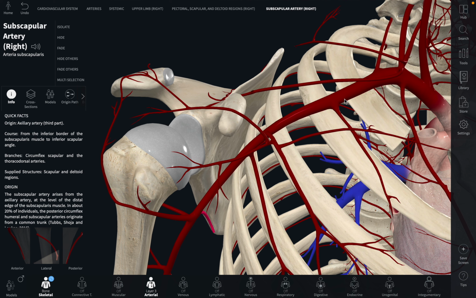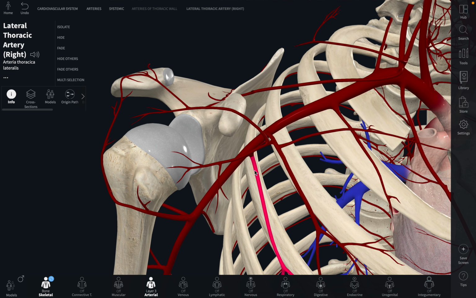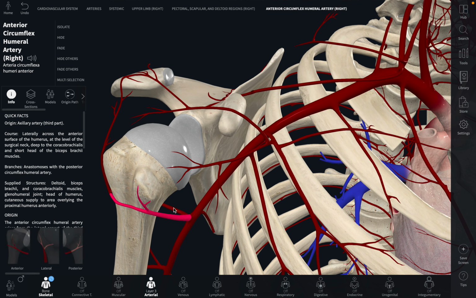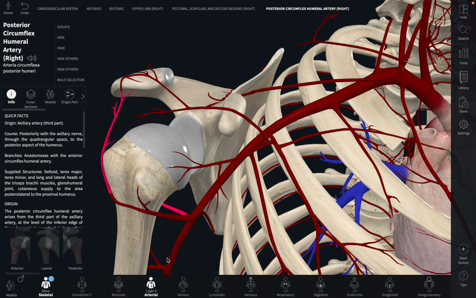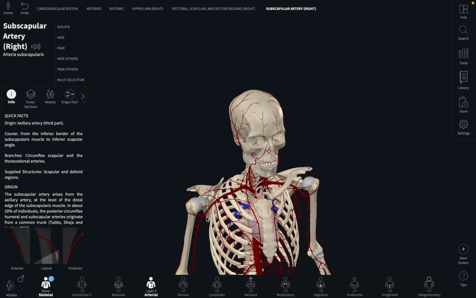So the first part of the axillary artery will give you one branch, which is the what? Superior thoracic artery. The second part of the axillary artery will give you two branches, which is the what? Thoracoacromial and the lateral thoracic artery. The third part of the axillary artery is going to give you three branches, which is what? Anterior circumflex humeral artery, posterior circumflex humeral artery, and the what? And lastly is going to give you the what? The subscapular artery.